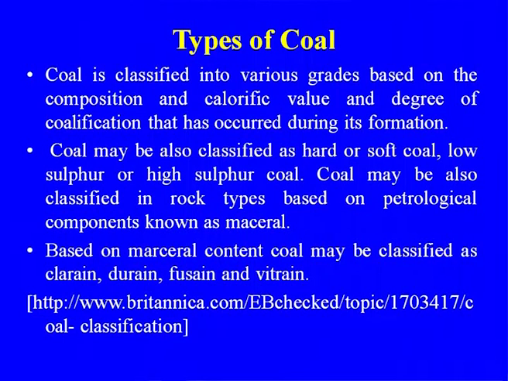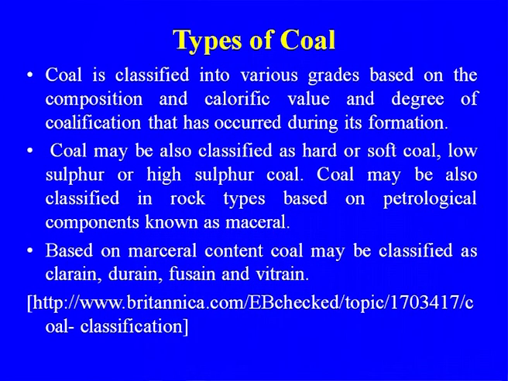Types of coal, because we have different types of coal, and coal is classified into various grades based on the composition, calorific value and degree of coalification that has occurred during its formation. Coal may also be classified as hard or soft coal, low sulfur or high sulfur coal. Coal may also be classified in rock types based on the petrological components known as macerals. Based on the maceral content, coal may be classified as clarain, durain, fusain and vitrain.